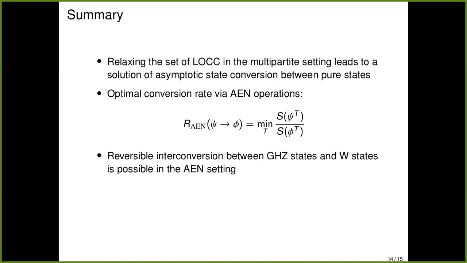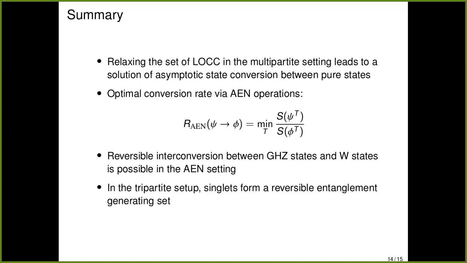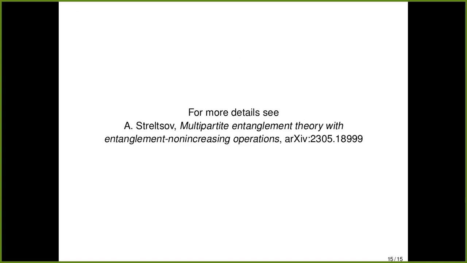In this setting, we can reversibly interconvert GHZ into W states, and in the tripartite setting, singlets form a reversible entanglement generating set. So every tripartite pure state can be reversibly obtained from bipartite singlets. And yeah, if you want to know more details, you can look at this paper on the arXiv. Thank you.